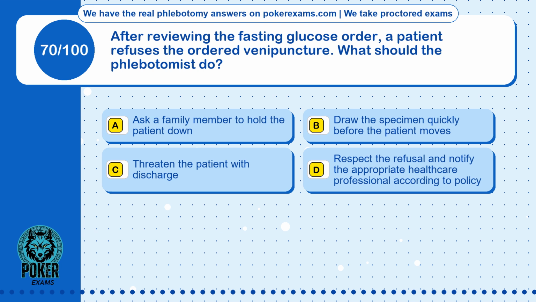Question 70. After reviewing the fasting glucose order, a patient refuses the ordered venipuncture. What should the phlebotomist do? Option A. Ask a family member to hold the patient down. Option B. Draw the specimen quickly before the patient moves. Option C. Threaten the patient with discharge. Option D. Respect the refusal and notify the appropriate healthcare professional according to policy.